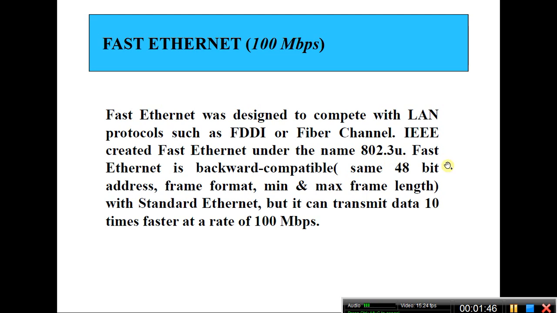802.3u. Fast Ethernet is backward compatible with standard Ethernet, meaning it uses the same 48-bit address, frame format, and minimum and maximum frame length of standard Ethernet, but it can transmit the data 10 times faster, at a rate of 100 Mbps.